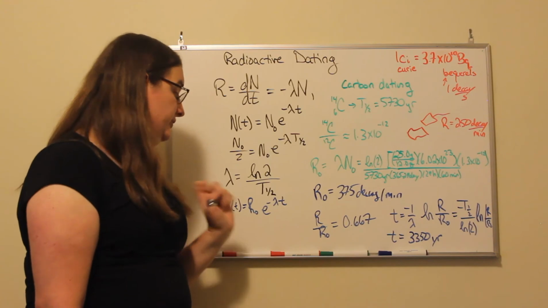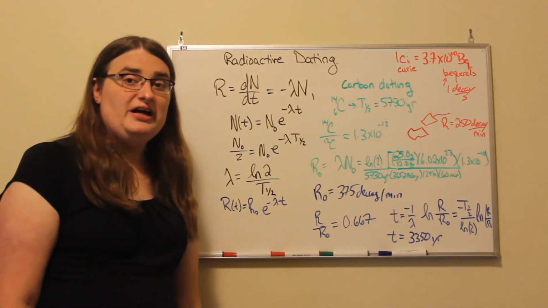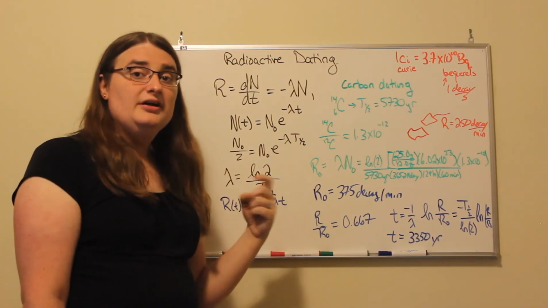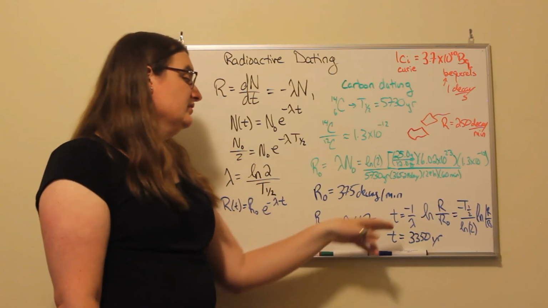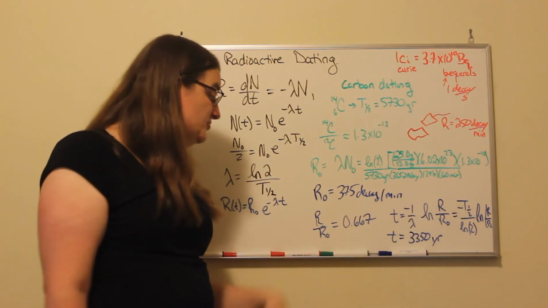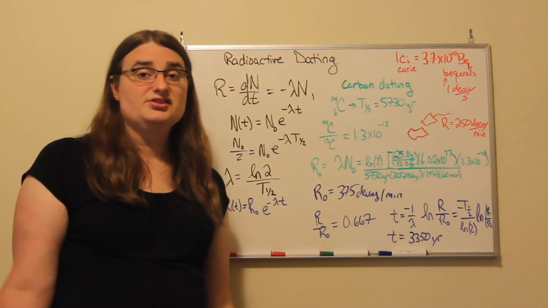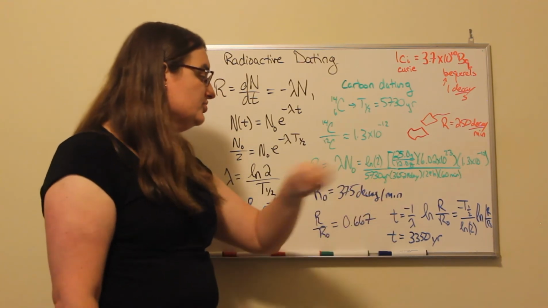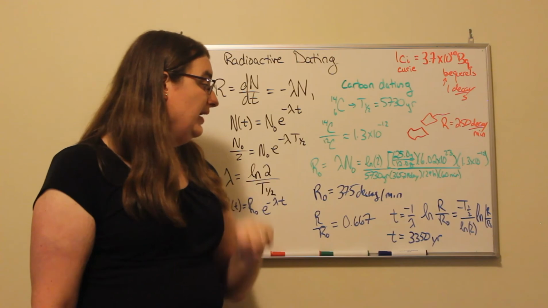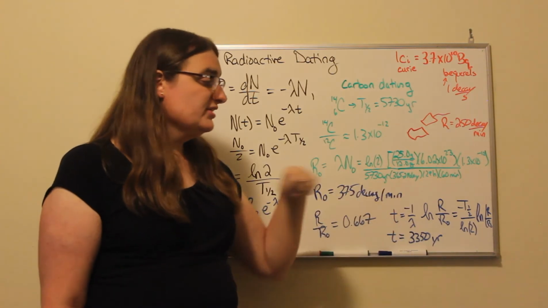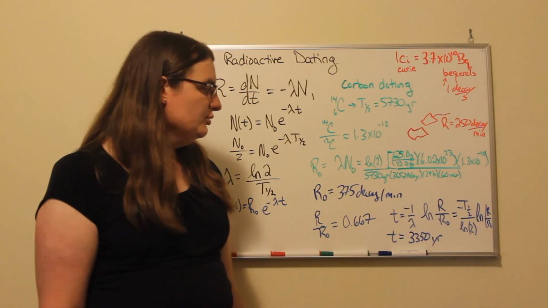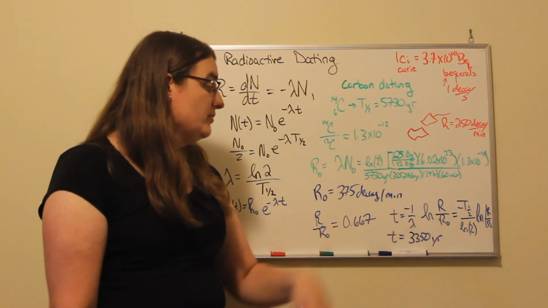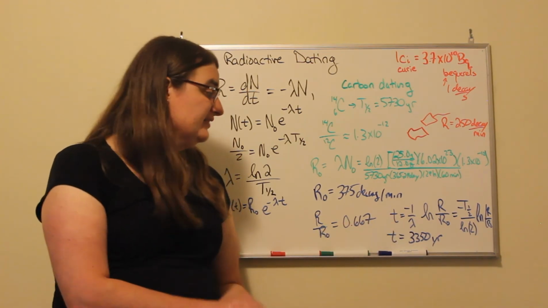So, our current rate is our original rate of 375 decays per minute, times e to the minus natural log of 2 over our half-life, times the amount of time that's elapsed. Then we can find the amount of time that's elapsed by comparing the ratio of rates. So the current rate compared to the original rate is right around 2/3. So the time would be minus 1 over lambda, so we'd have minus our half-life divided by the natural log of 2 times the natural log of 0.667. And when we multiply that out, we get a time of about 3,350 years ago.